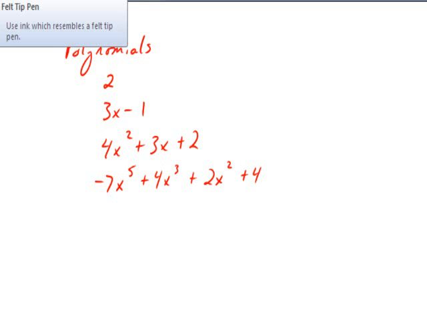In this lesson, I want to talk about the terminology related to polynomials. I have listed 4 polynomials on the page: 2, 3x minus 1, 4x squared plus 3x plus 2, and negative 7x to the fifth plus 4x cubed plus 2x squared plus 4.